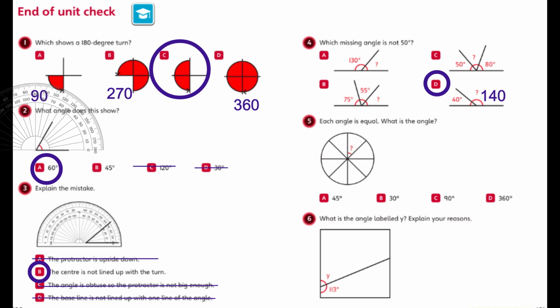Now for number 5. Each angle is equal. What is the angle? How do we work this out? Well, they told us that all the parts are equal. So if we want to find out what they're worth, we can just divide the whole by how many parts there are. And how many parts are there? 8. How much is the whole worth? Well, it's a full circle or a full turn. How much does that measure? 360 degrees. So if we take 360 degrees and divide it into 8 parts, we'll find our answer. Go ahead and solve that division problem now.